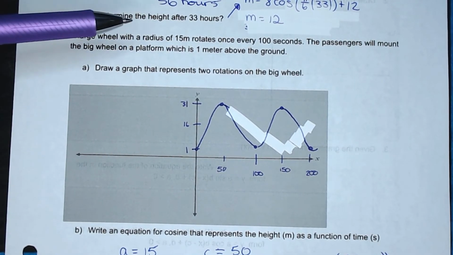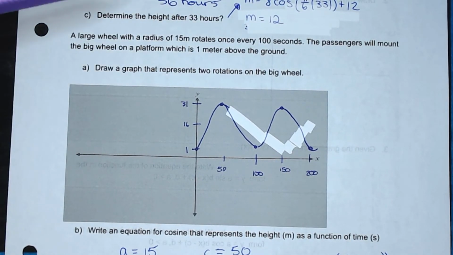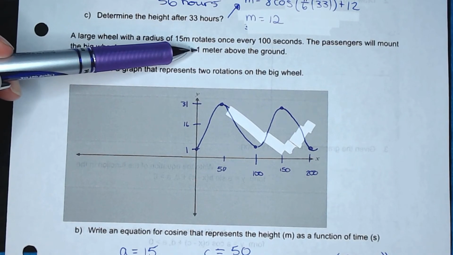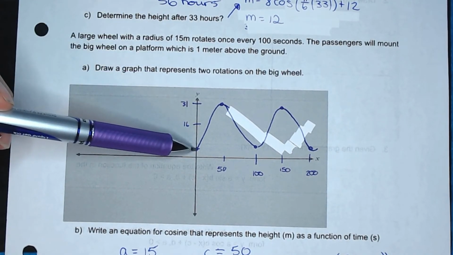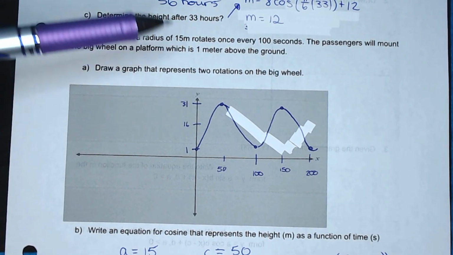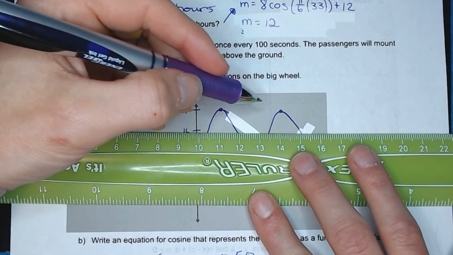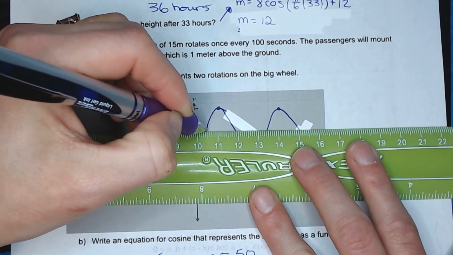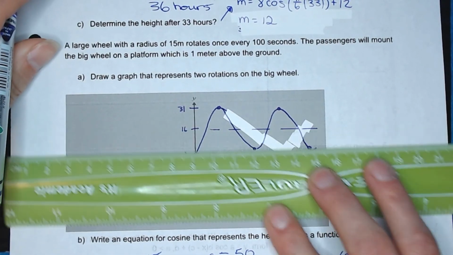So there's some information here. They give us the period. It's 100 seconds. We start at 1 meter above the ground, and it has a radius of 15. So the midline will be at 16. 1 plus 15, of course. Sorry, this graph is not to scale perfectly, but you get the idea.